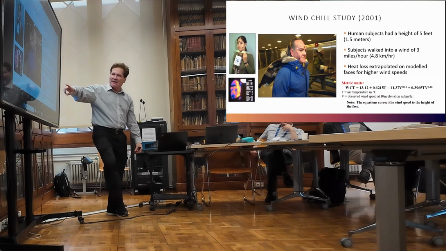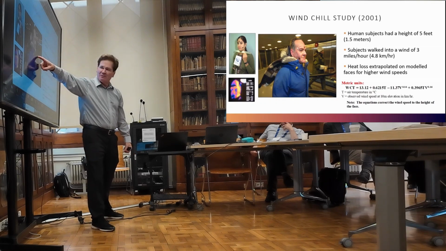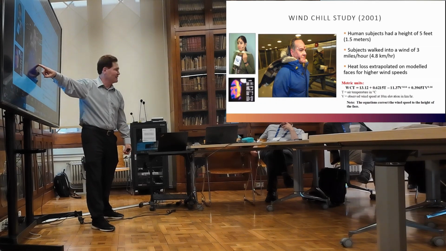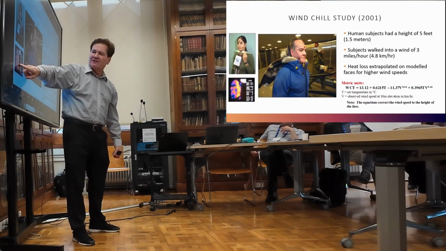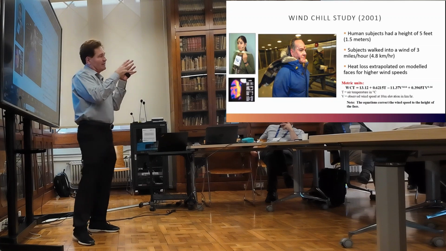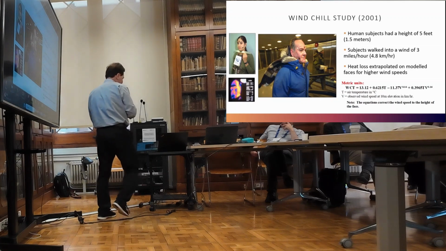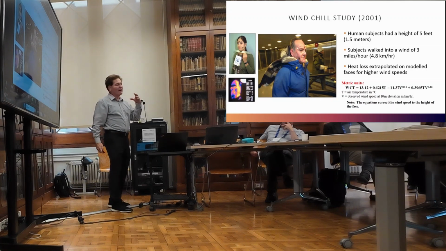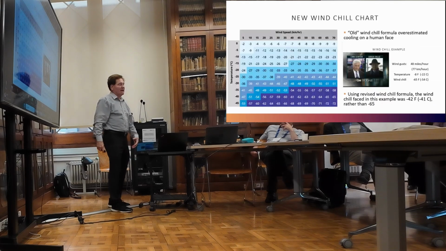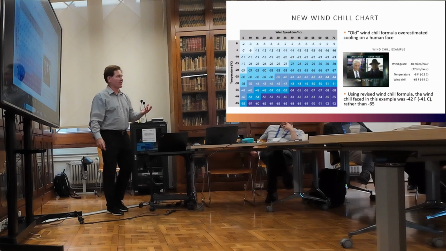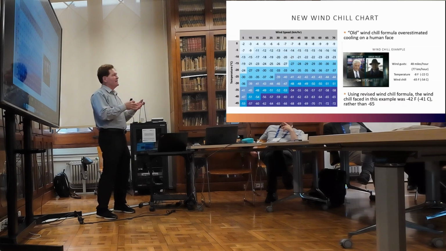So they measured the heat loss on these people's faces. This is a wind tunnel. You can see them walking on the treadmill there. Then they took these faces, used thermal imagery, and modeled the face. The whole idea was to find out what it felt like walking into the wind for the average person. And they came up with this wind chill chart. And this is what we use today.